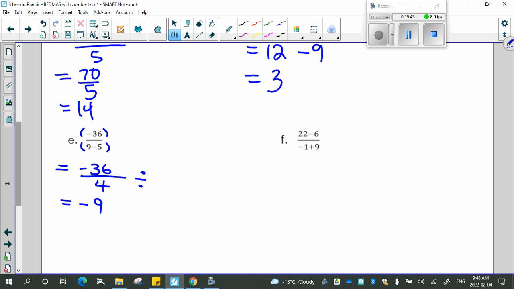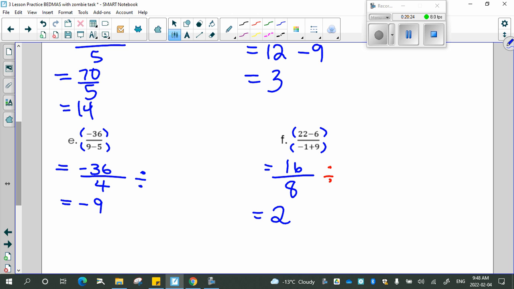And then the next one, not the last one, I should say, is a fraction bar too. So this time there's something to do inside both invisible sets of brackets. So 22 take away 6 is 16. Negative 1 plus 9 is 8. And then I have to remember this is a vertical divided by here. 16 divided by 8 is 2.